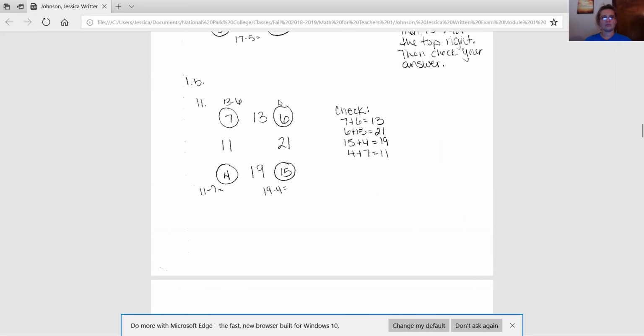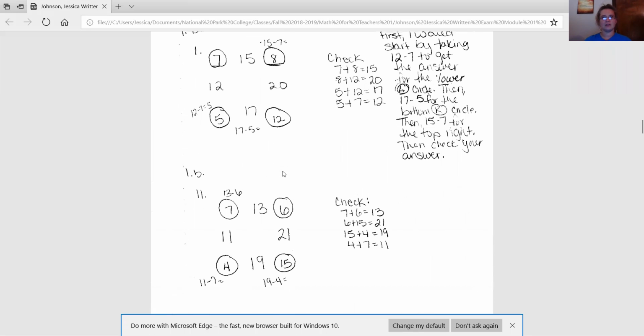And the same for these. 7 plus 6 equals 13. 6 plus 15 equals 21. 15 plus 4 equals 19. And 4 plus 7 equals 11.